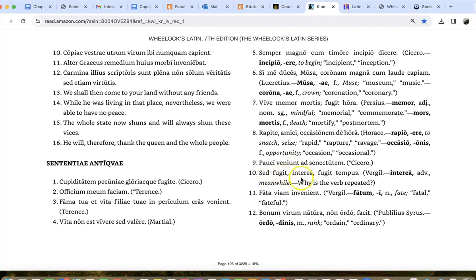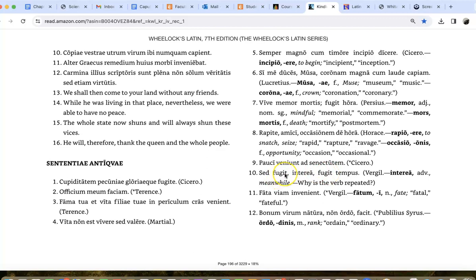Sed fugit interea fugit tempus. Virgil, great writer, 70 BC to 19 BC, writer of the Aeneid, among other things, the great literary epic of the Romans and Latin. So, but flee, meanwhile, time flees.